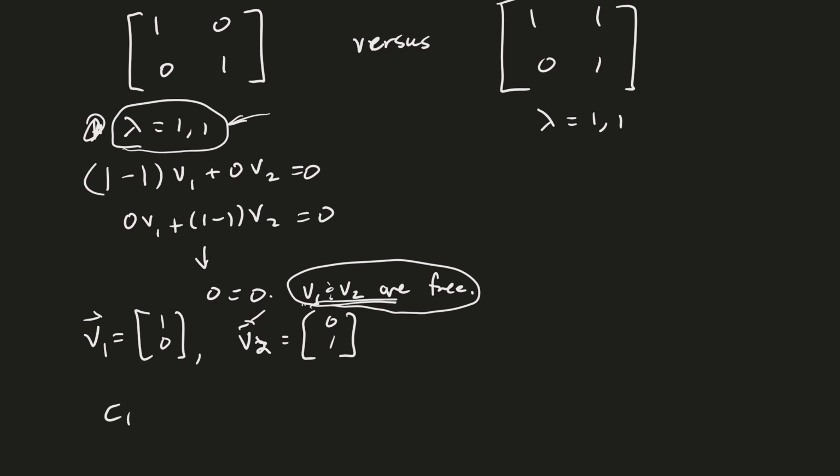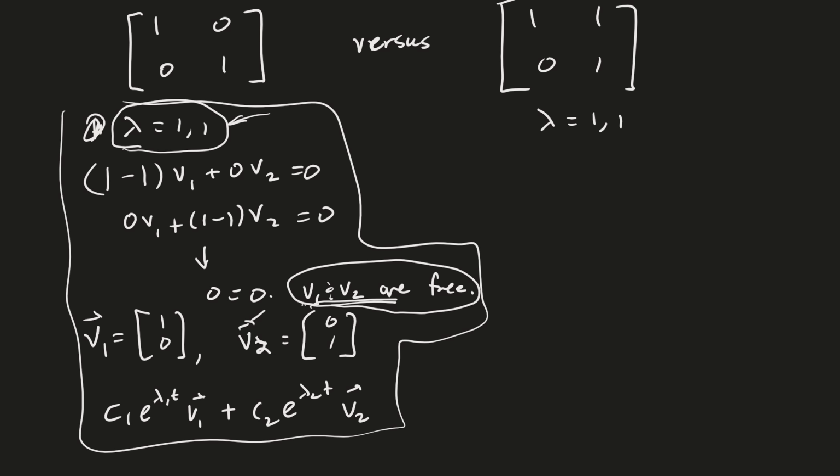In this case, you could say C1 e to the lambda 1 t v1 plus C2 e to the lambda 2 t v2 is your solution set. This is really a rare case. That doesn't happen very often. The second case is really the one that you run into more often. As a summary for this first case, if you have two free eigenvectors like this, v1 and v2, then go to case 1. So this is really case 1.